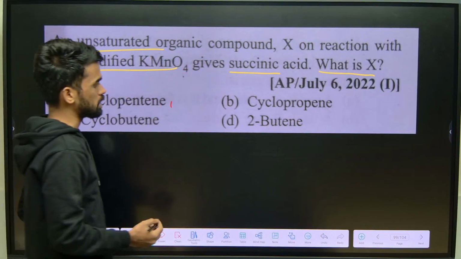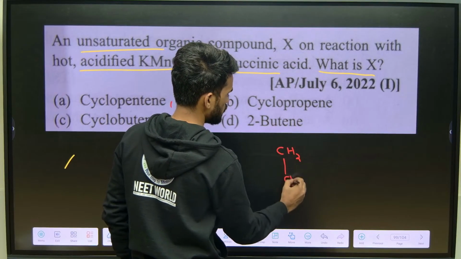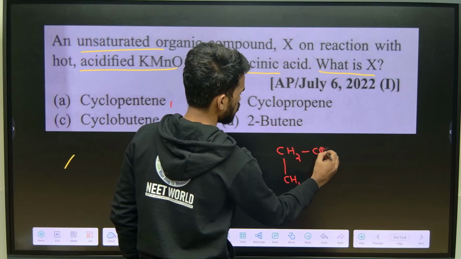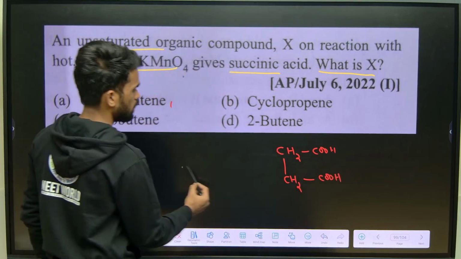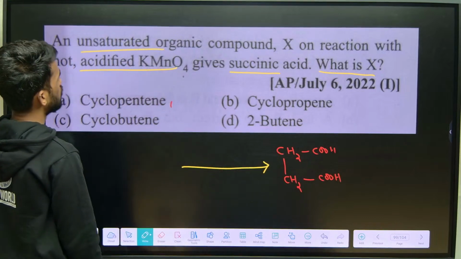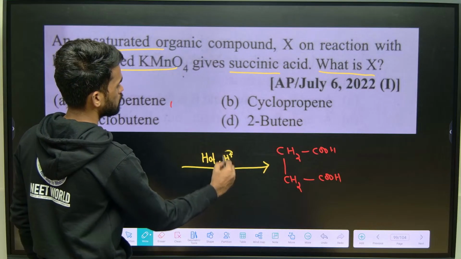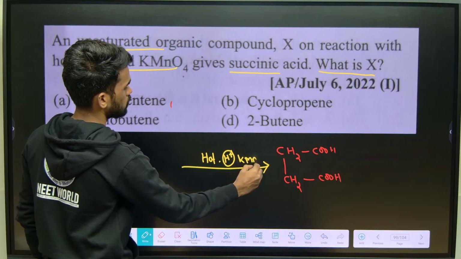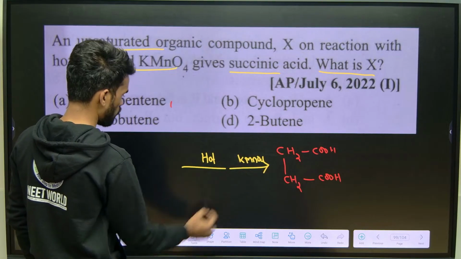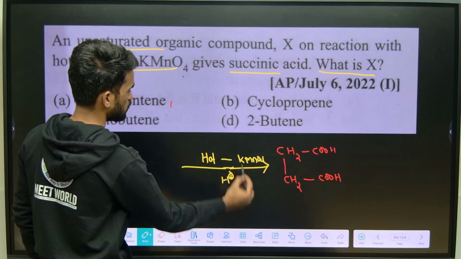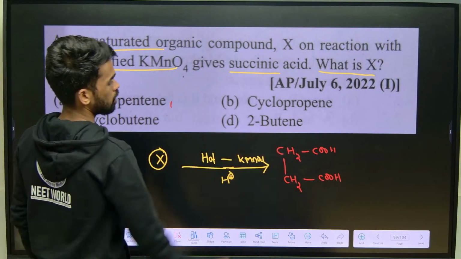What is the formula of succinic acid first of all? Just remember, the formula is CH2COOH, CH2COOH. So this is succinic acid. It will be formed upon treating with hot acidified KMnO4, hot KMnO4 with H plus ion, they are saying. Okay, now tell me what our X is here. That X should give this succinic acid.